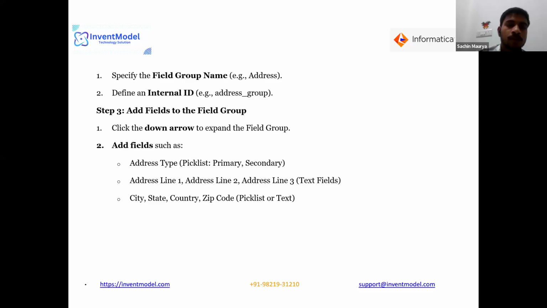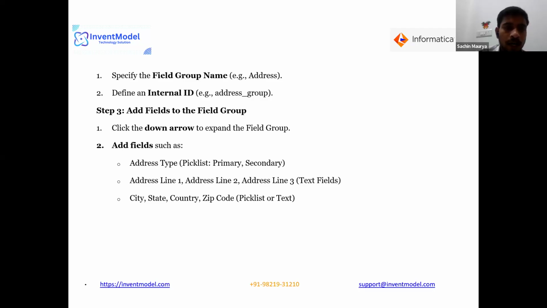Specify the field group name. So first we specify the name of that field group, like address, or another name, whatever relationship we want to show. So we can just write that name for that field group. And for the internal ID, we can also write some internal ID, or it is automatically generated by the system. And step three, we can add the field to the field group.